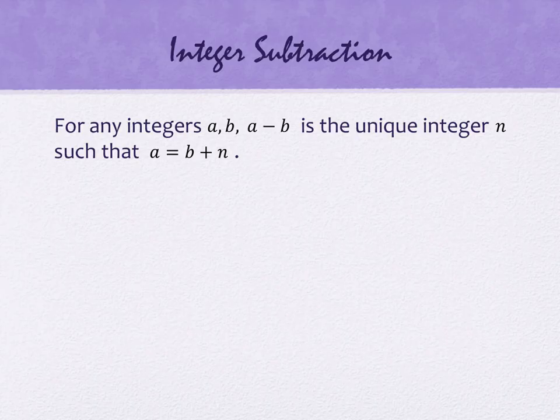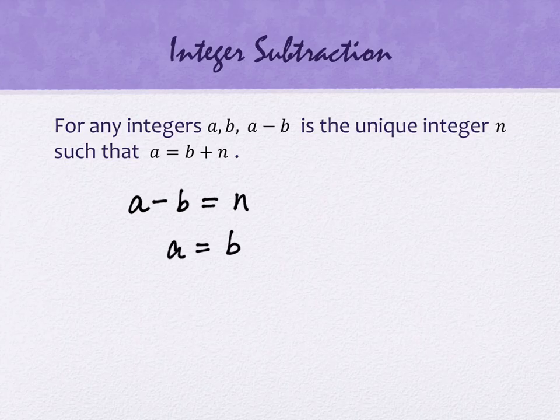So for any integers a and b, a minus b is the unique integer n such that a is equal to b plus n. So in other words, if we have a minus b, it's going to be equal to n only if a is the same as b plus n. That's the statement sort of written on top of each other. And you know this to be true, right?